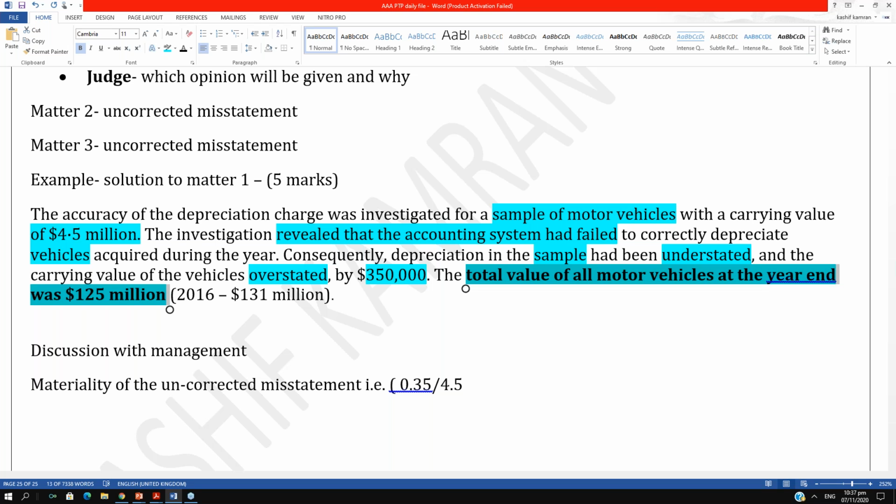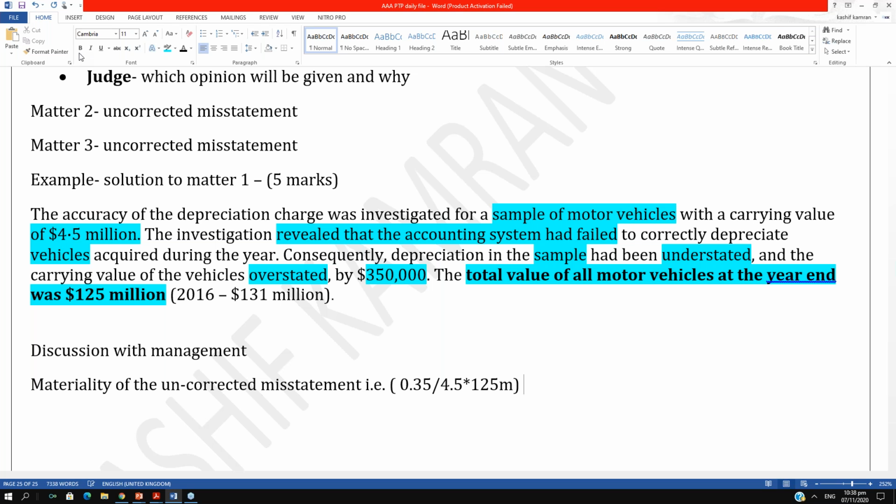Whenever the auditor finds a misstatement in a sample, I hope you all know the rule that you extrapolate the misstatement to the overall population. So how much is the total population of the vehicles? 125. So 0.35 divided by 4.5 multiplied by 125 million is equal to the misstatement in the overall population: $9.72 million.